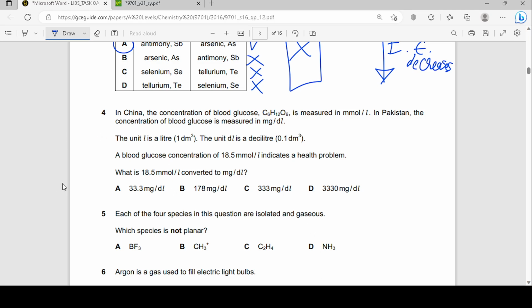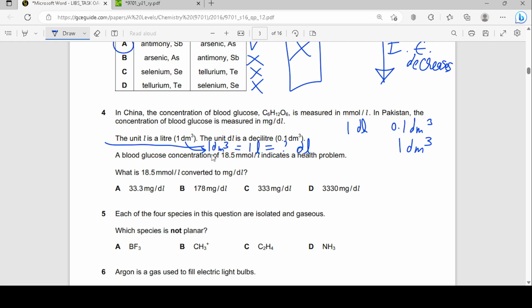Okay, so what can we do? They said that the unit dL is a deciliter. Okay, so 1 deciliter is 0.1 dm cube, right? According to this statement. Then they said that the unit L is a liter, which is 1 cubic decimeter. So if 1 cubic decimeter equals 1 liter, right? Then how many deciliters does 1 cubic decimeter equal to? Basically, 1 liter equals how many deciliters?